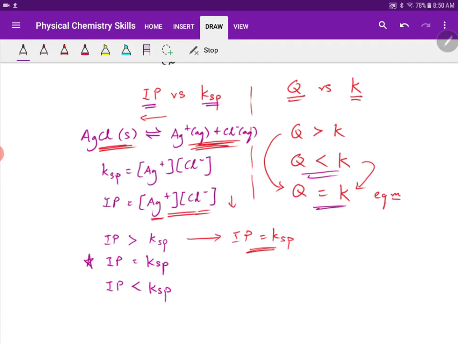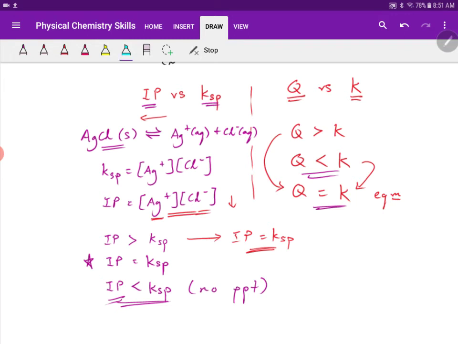But in this case, since we do not have any AgCl solid when we are doing the precipitation process, all the ions are still dissolved in the solution. IP smaller than KSP, there's no way for it to increase, because the lack of a solid means that there's nothing to dissolve. So usually what we say is, when IP is smaller than KSP, no PPT. Basically no precipitation at all.